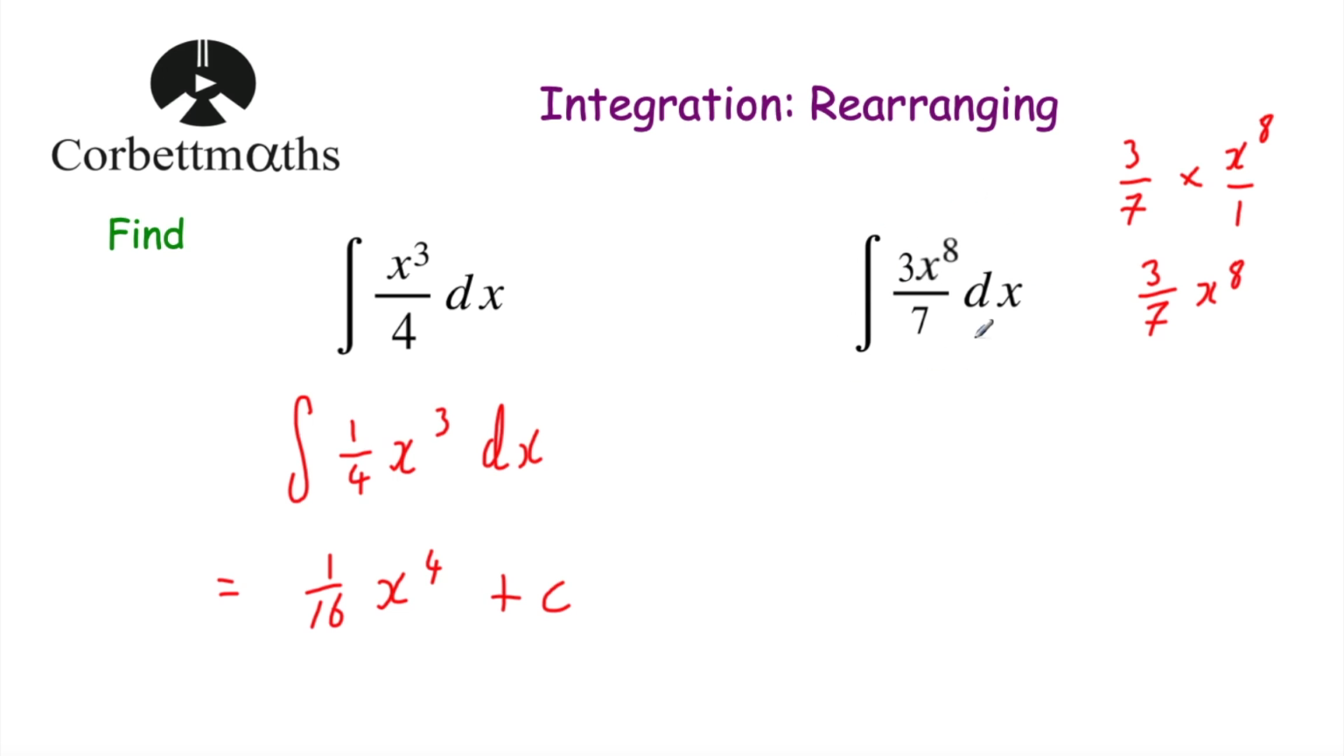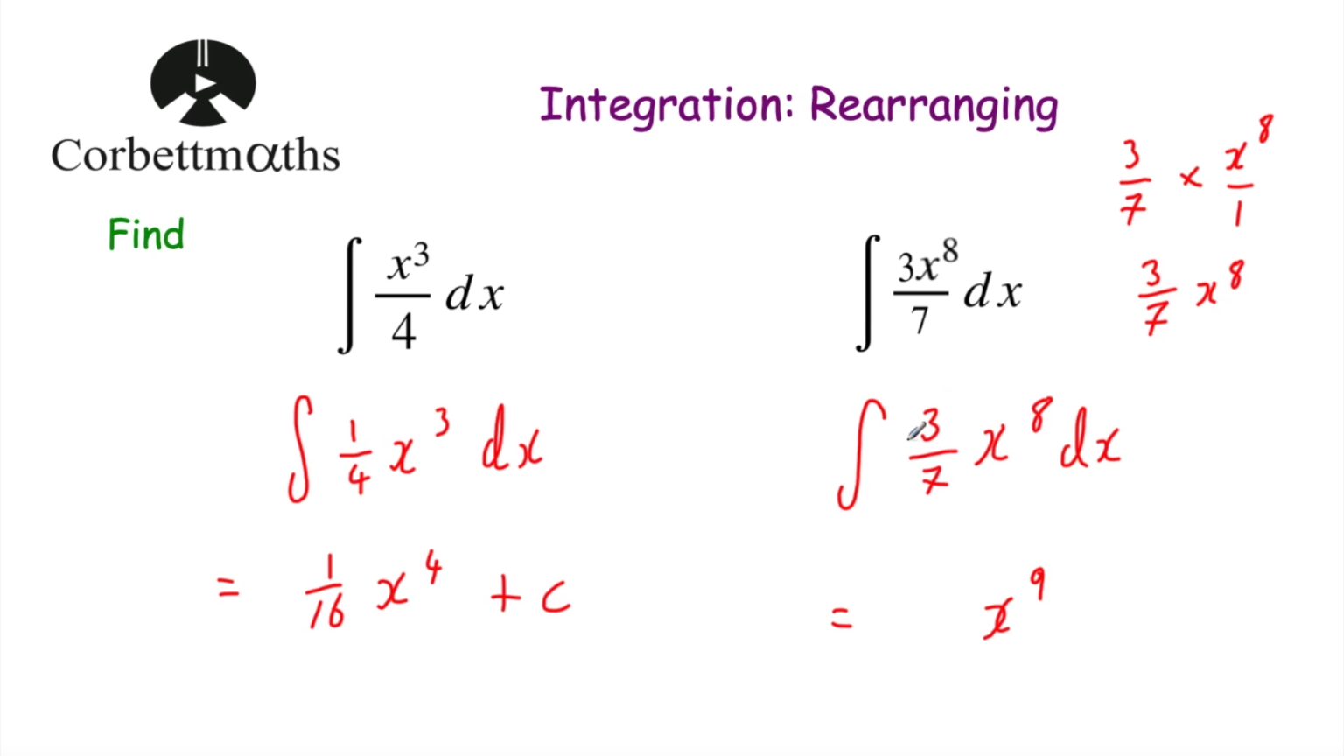So if you have something like this, you can just put the fraction in front of the x to the power of 8 as long as the x is on the numerator. So that would be the integral of 3/7 x to the power of 8. And now we just need to integrate this. To integrate this, we're going to increase the power of x by 1. So that would be x to the power of 9. And then we're going to divide by the new power. So we're going to take the 3/7 and divide it by 9.